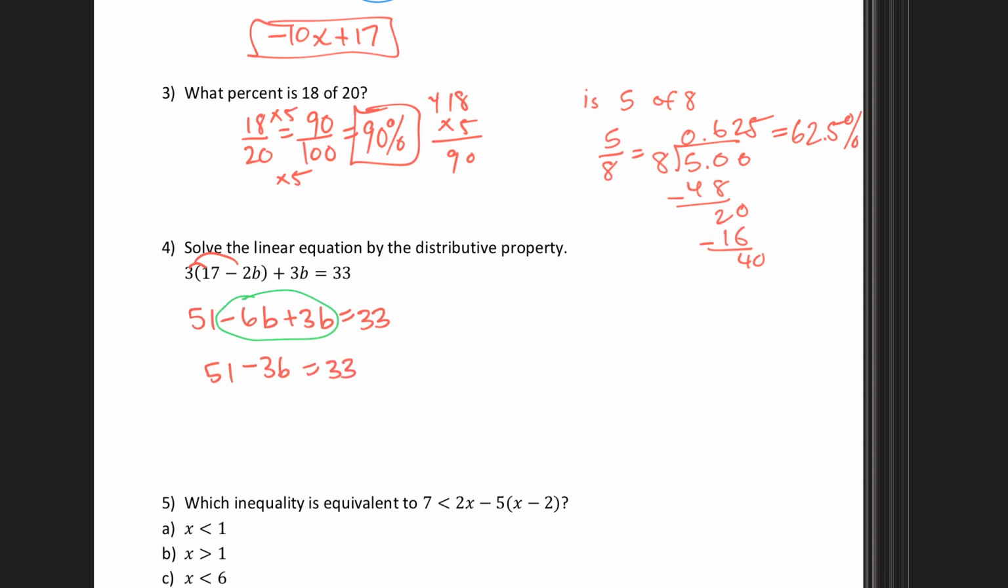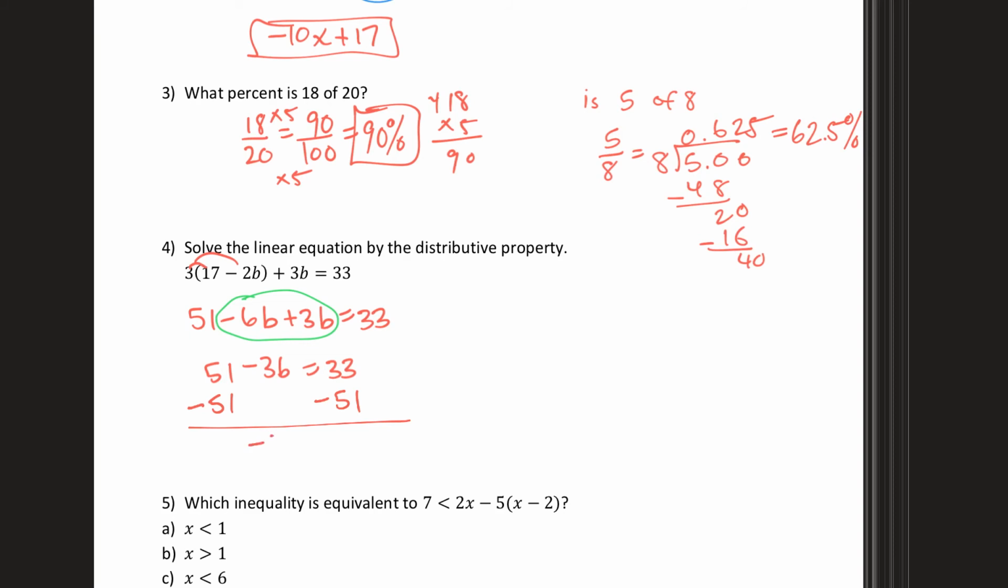Now, one big mistake that students usually make is they think, oh, I'm going to add 51. But you have to see that's a positive 51. So I need these to cancel out. The only way that's going to happen is if I have a negative 51 on both sides right there.